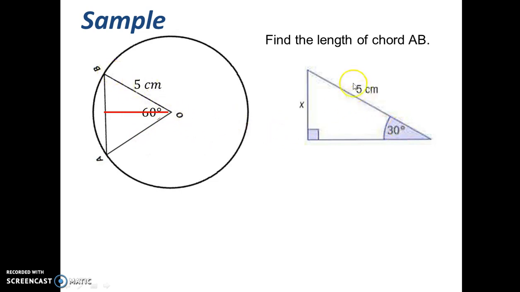Here's the radius. Here's that 5 centimeter radius. And now I've labeled this part x. And again, it's important to note that this angle here is a right angle. So here's your right angle right here. So we've created a right triangle, and there's a congruent or equal right triangle right here. Let's take a look at this right triangle.